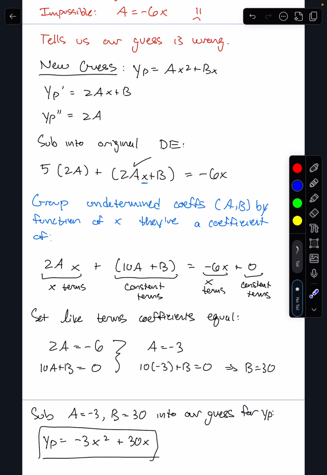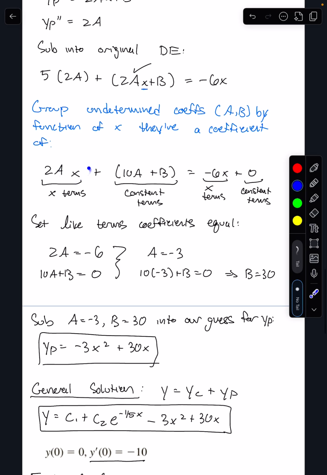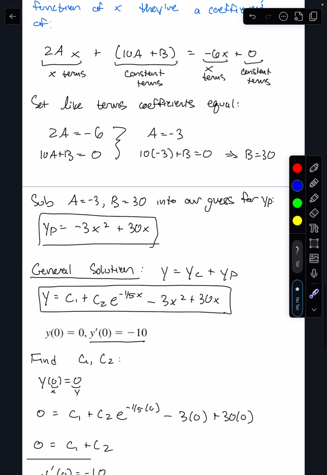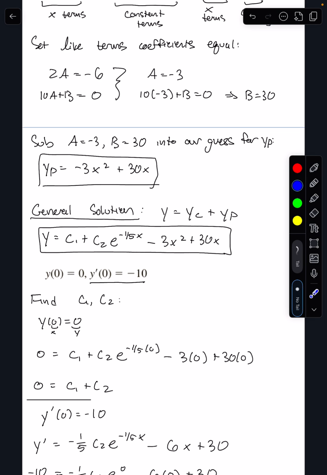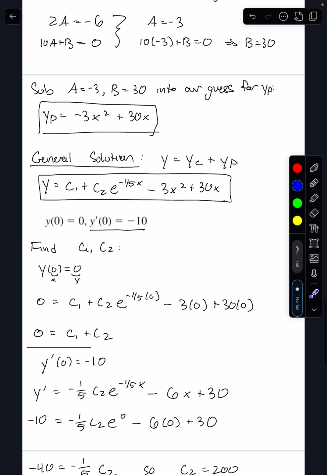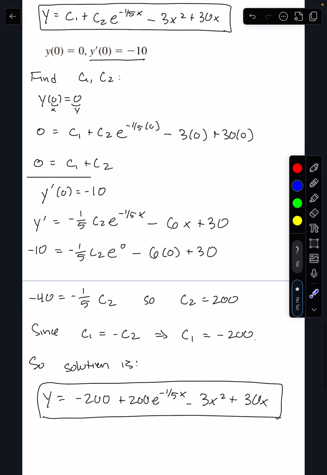And when we did that, in order to set up the system, we grouped by the function of x that the coefficient was next to. In this case, there was an x term and an x to the 0 term, and we grouped our terms in that way, and then equated the like terms. That allowed us to find our a and our b, which we put back into our particular solution. To find the general solution, we add the complementary and particular solutions together, and then we use our initial conditions to find C1 and C2.